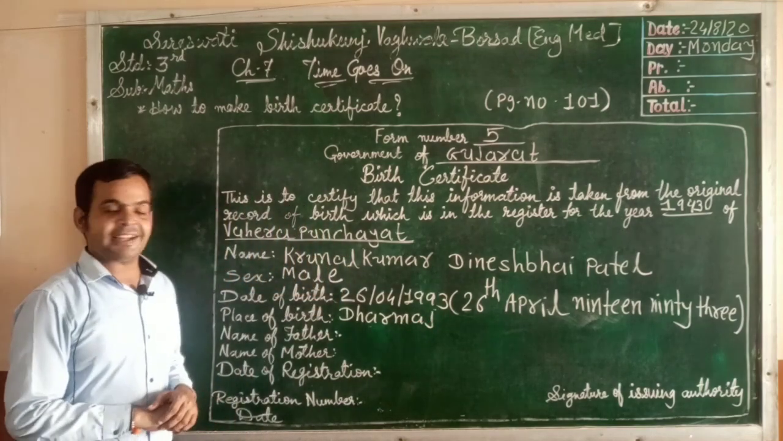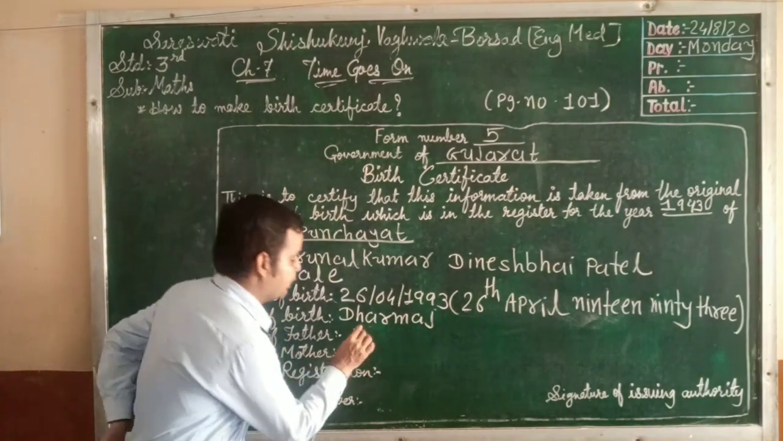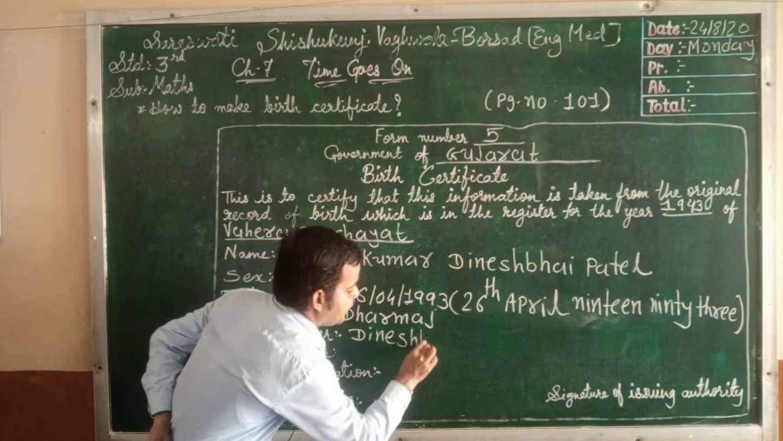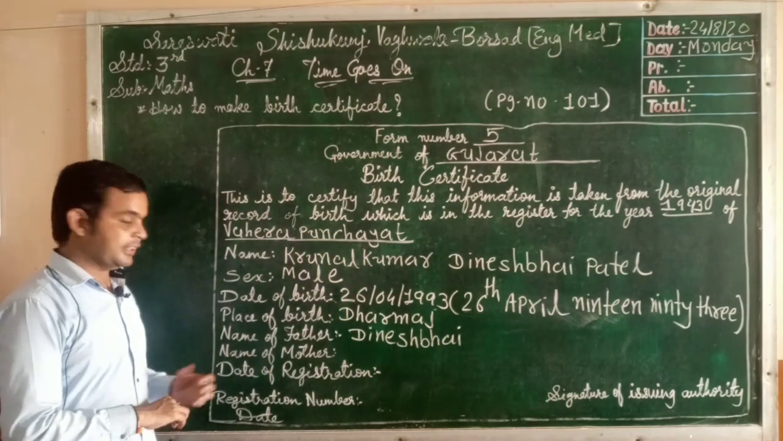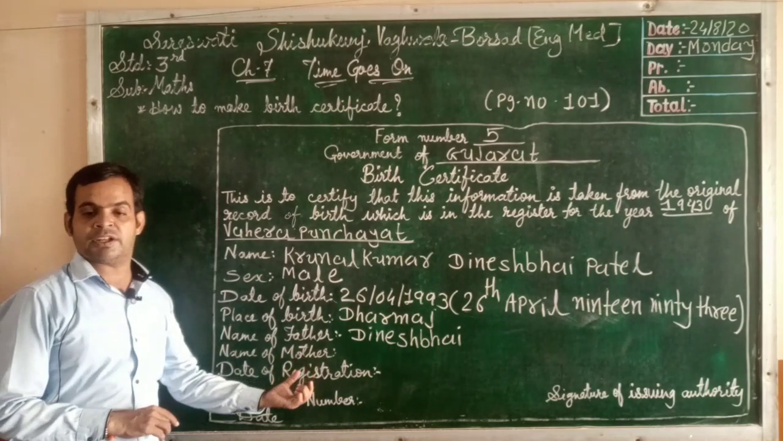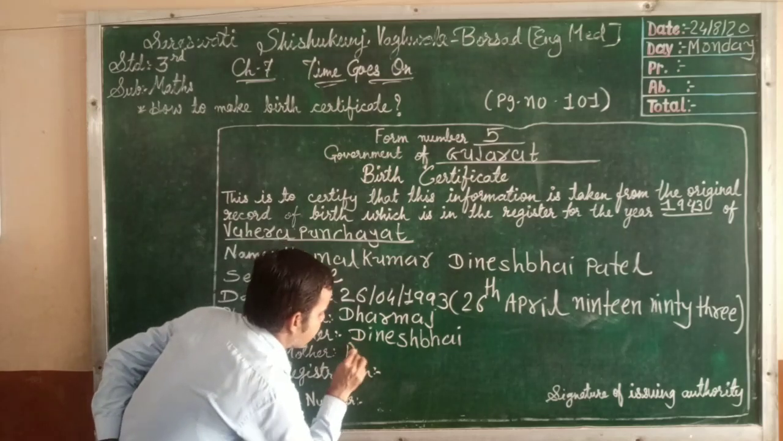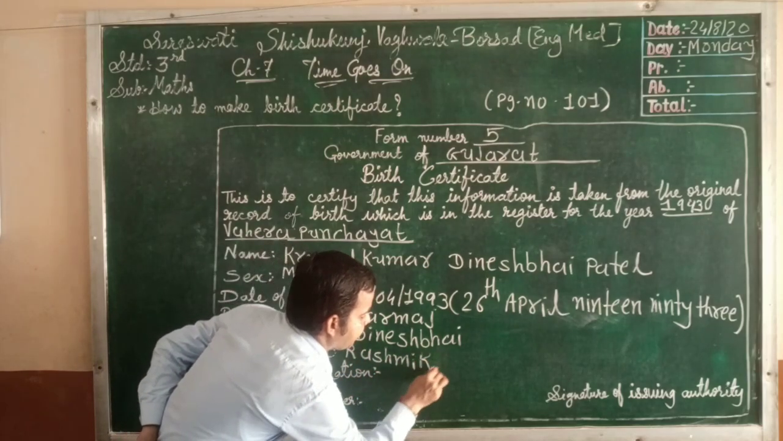Okay, then next one is given name of father. So here my father name is Dinesh Bhai. Okay, so here I will write Dinesh Bhai. Okay, next one is name of mother. So here I will write my mother name. So here my mother name is Rashmika Ben.